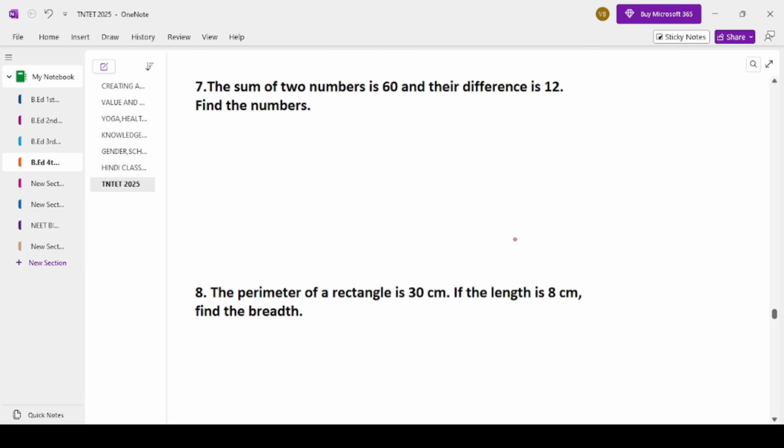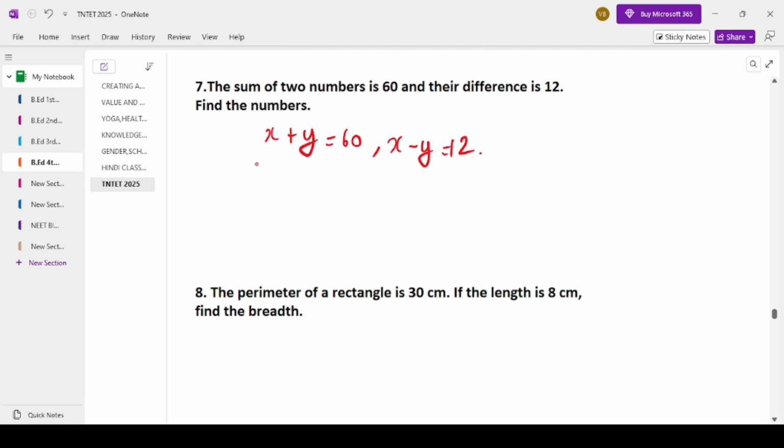Next, the sum of two numbers is 60 and the difference is 12. So find the numbers. So let's find it now. The sum of the numbers is given, and the difference is also given. So let's write it using equations and solve step by step. x plus y is equal to 60. Some two numbers x and y, when added, give 60. And their difference, that is when subtracted, you get 12, right?